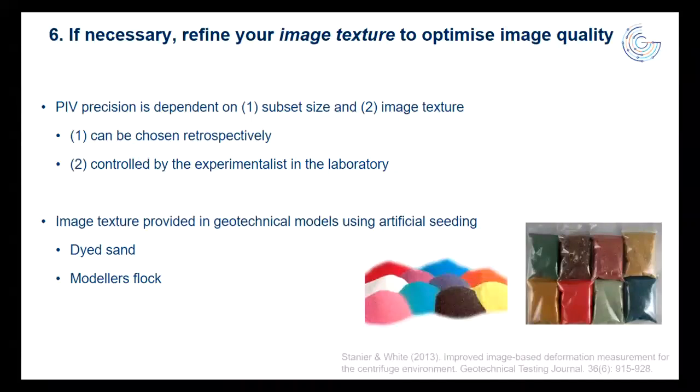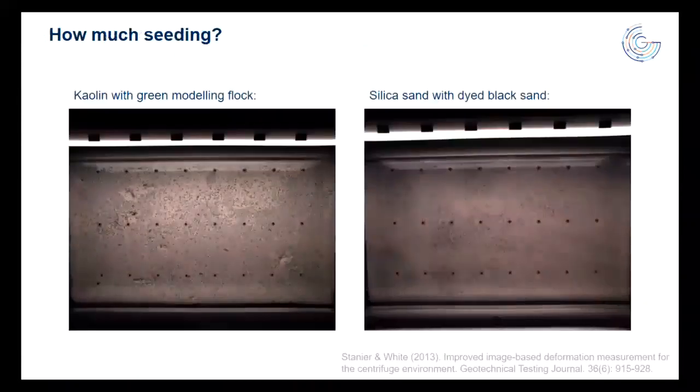These days, people tend to use either dyed sand or what we call modeler's flock, used by railway enthusiasts to make model railways. You can get it in a variety of colors: black, green. They're typically good colors to use for these measures. And you might want to use different colors for different layers so that you get some instantaneous feedback about what's going on in your experiment.